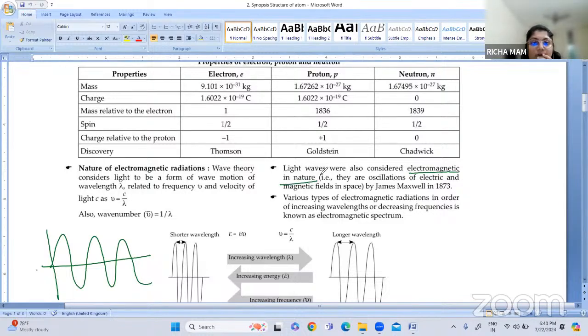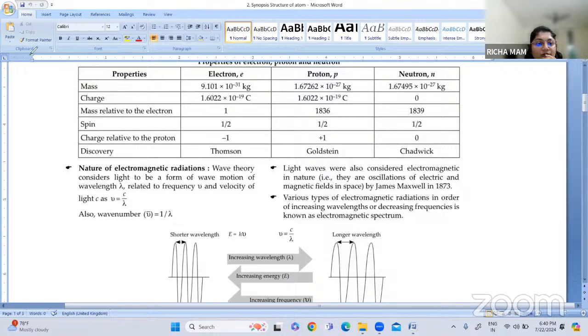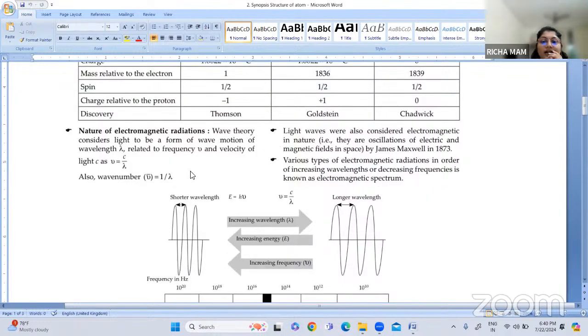Why is it called electromagnetic in nature? Electro means there is a presence of an electric field and a magnetic field. This was told by the scientist James Maxwell in the year 1873. So there are different electromagnetic radiations, and they are arranged either in increasing wavelength or decreasing frequency.